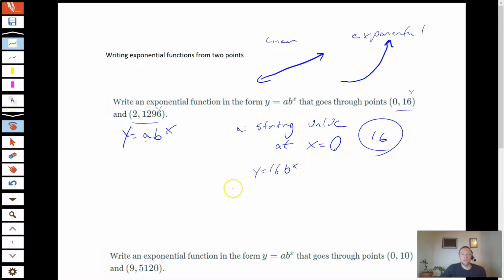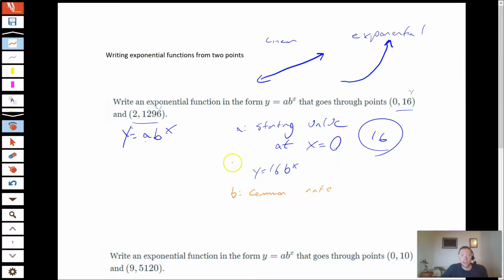And then b, remember b is our common ratio, or our base. And b is what's being multiplied by each time. And notice this is harder, right? Because before we could just see the pattern, and now we only have two y's to figure out the pattern from. Well, we can use a trick we already know from our linear equations. We can plug in a point.